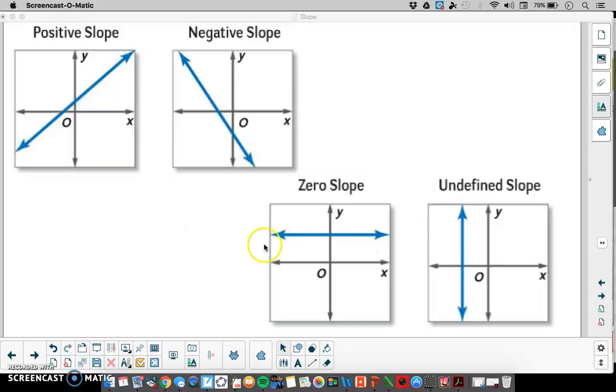All horizontal lines will have a 0 slope because there is no rise, so that numerator for rise over run would be 0. And all vertical lines have undefined slopes because there is no run, and so that denominator in rise over run would be 0. And because we can't divide by 0 and get a real number, that's why it's undefined.